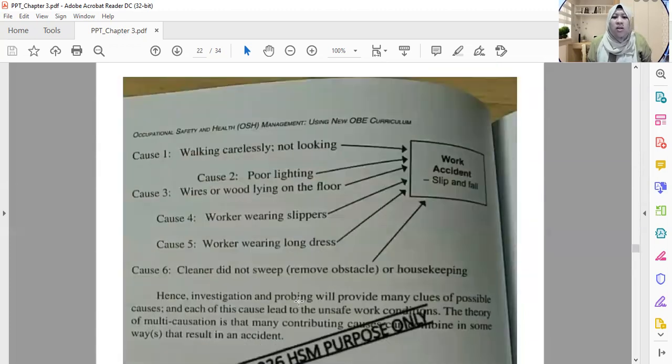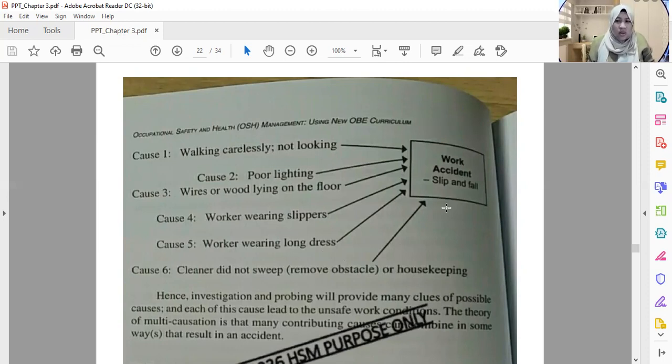So in here there will probably be the cause, how the accident can happen. Work accident, the so-called slip and fall, tergelincir dan jatuh. So they have walking carelessly, not looking. If you realize when we are walking, you can see maybe certain of the road is not smooth, and there will be some particular road where maybe they have some rocks everywhere.